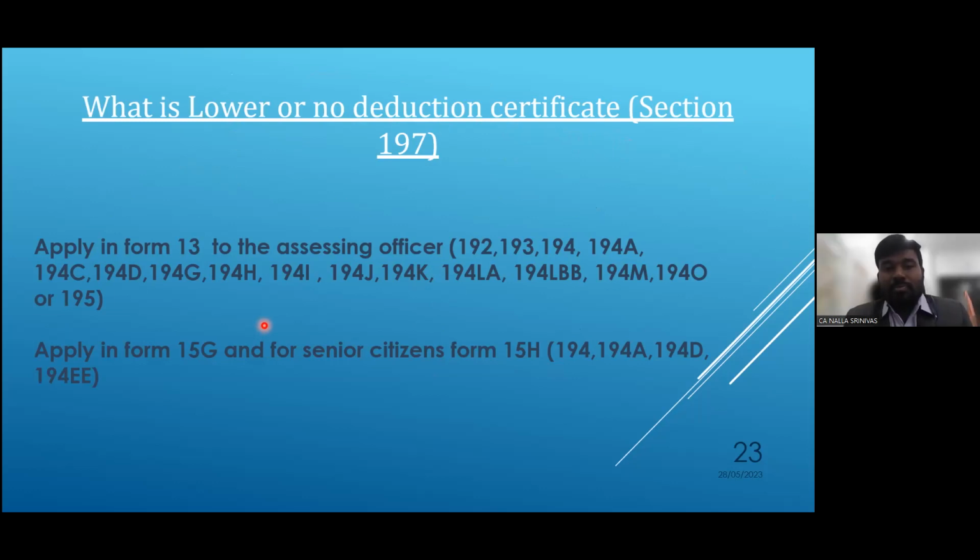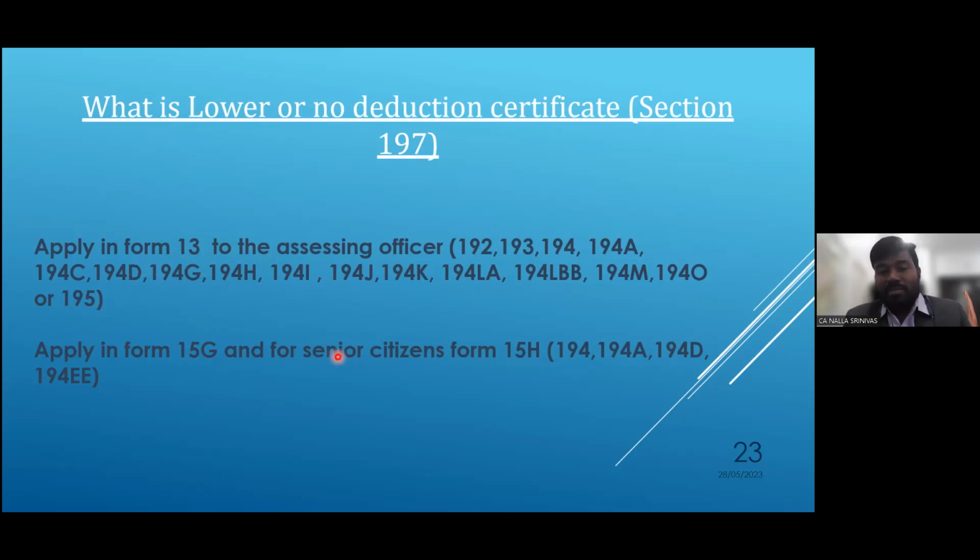Okay. So they have to go to the assessing officer and submit form 13 saying that my income is less than threshold limit. So please give us the lower deduction or non-deduction certificate so that he will take that and give it to the person who is deducting the TDS so that he will not deduct the TDS. Okay. This is form 13 for all these sections.